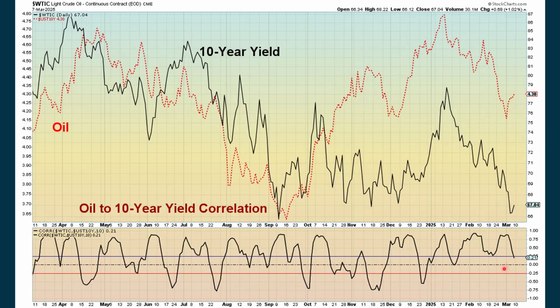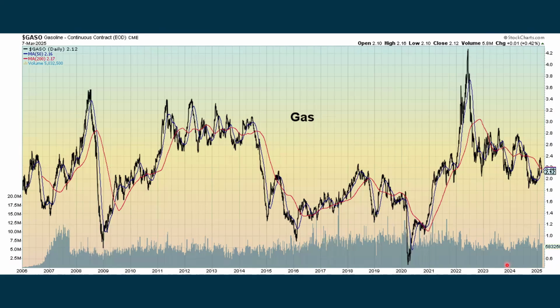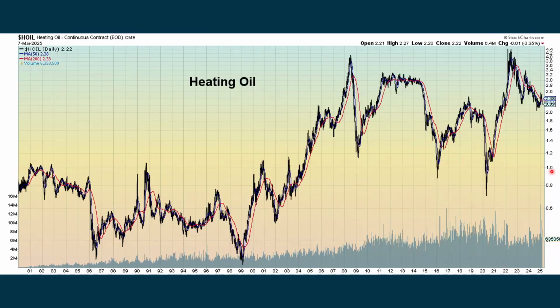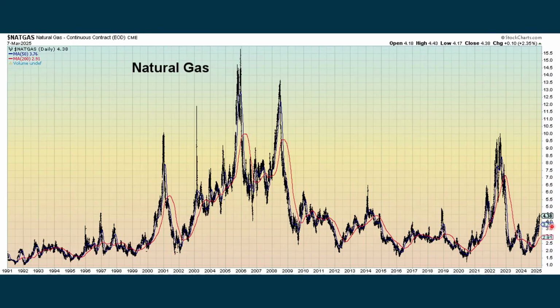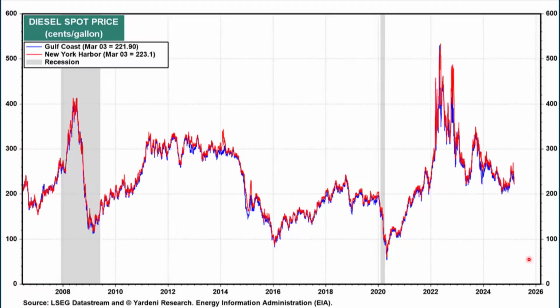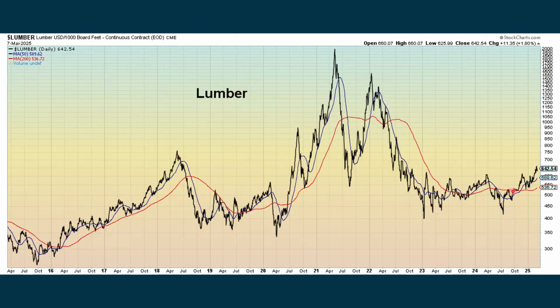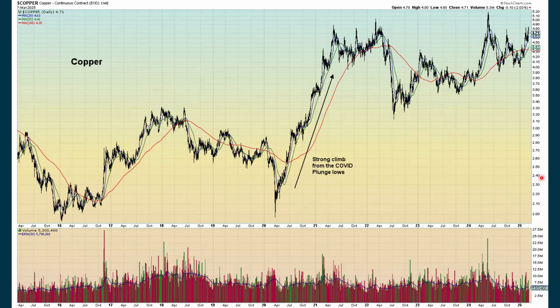And we're pretty much neutral right now with this correlation. We keep an eye on gas, which is just starting to resume an uptrend here after it had been really declining. Heating oil is still in a downtrend, but it's showing signs of bouncing up at times. Natural gas is now in an uptrend after it had been in a pretty severe downtrend. Diesel has been falling, and overall it's in a downtrend here. Lumber is in an uptrend, which could be inflationary.